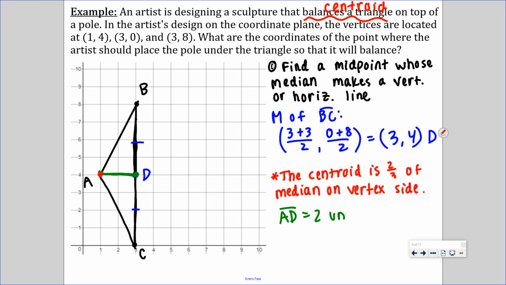So from point A, 2/3 of the way here, you guys know what 2/3 of 2 is? You can think of it as 4/3 or 1 1/3. And visually this makes sense. 1 1/3 would be about here. That's where my centroid's located. 2/3 of that distance. Okay?